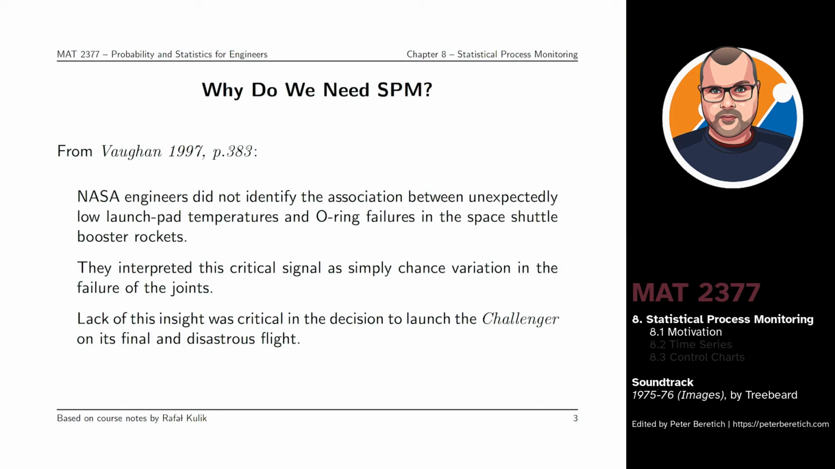NASA engineers did not identify the association between unexpectedly low launch pad temperatures and O-ring failures in the Space Shuttle booster rockets. They interpreted this critical signal as simply chance variation in the failure of the joints. For them, this was a common cause of variability. Lack of this insight was critical in the decision to launch the Challenger on its final and disastrous flight.